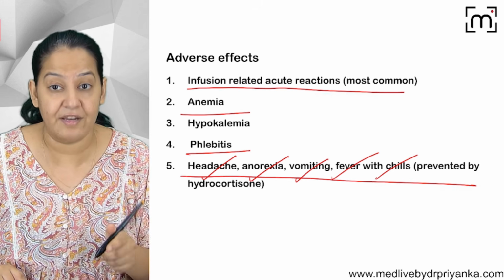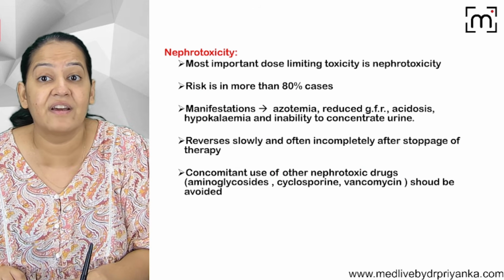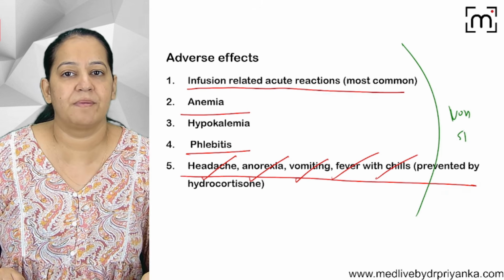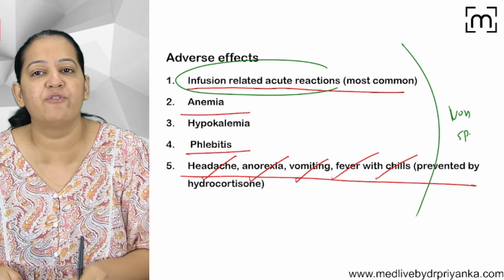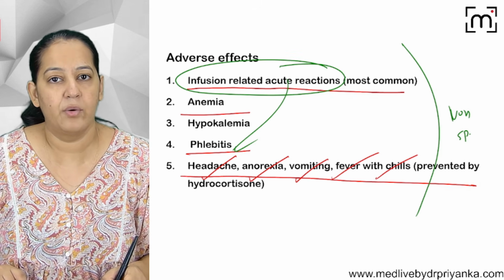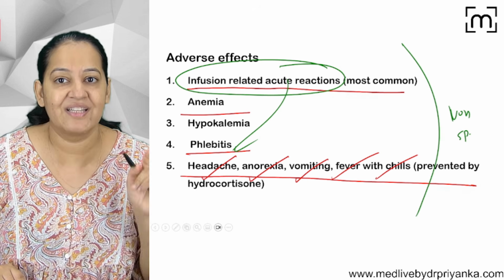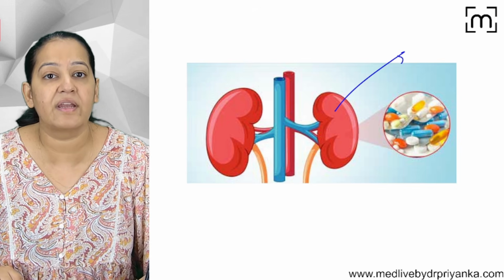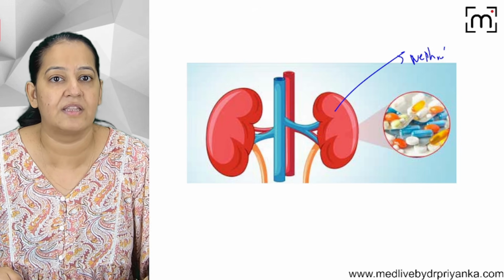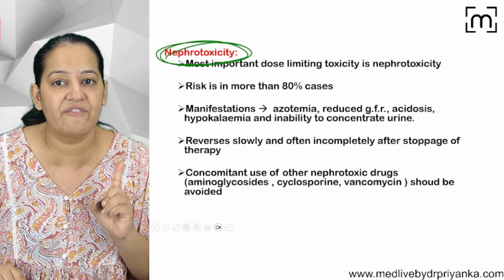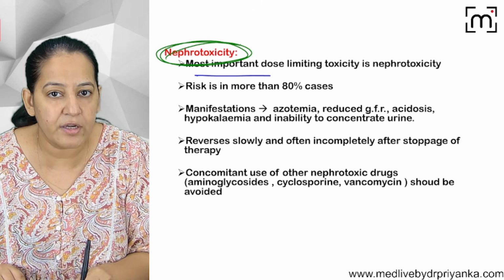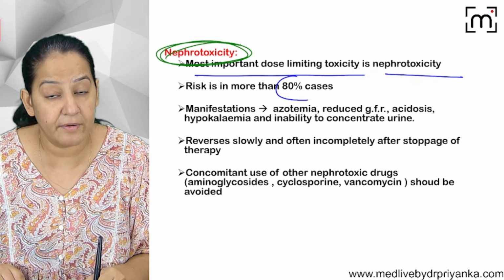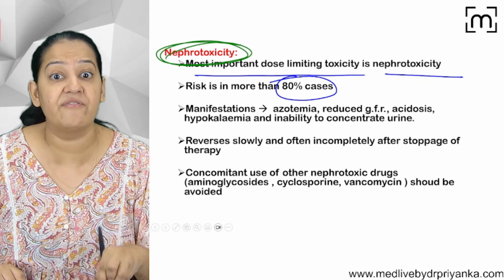Non-specific ones you can write by yourself, but the specific adverse effect here is nephrotoxicity. These are all non-specific. The most common side effect is infusion related, that is phlebitis and all, but that is non-specific. The specific one is nephrotoxicity. It is toxic for the kidney. The most important dose limiting toxicity is nephrotoxicity. The risk is that more than 80% of cases have nephrotoxicity.